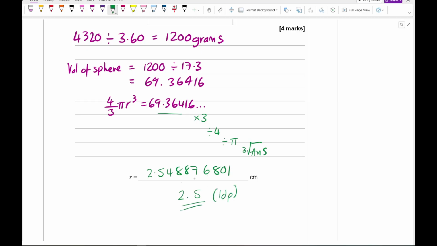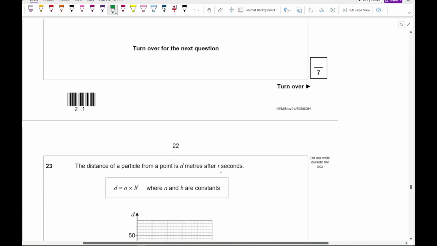But again, there will be a margin of error, so as long as your answer is close enough and you've worked out the volume of the sphere, which worked out to be 69.3 something, then applying everything that I've done in green should give you the correct answer and full marks.